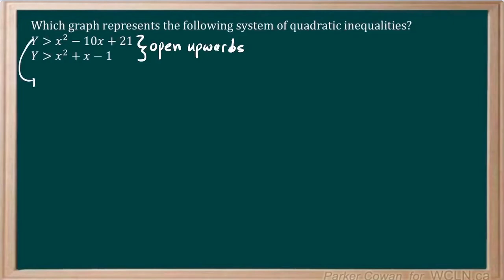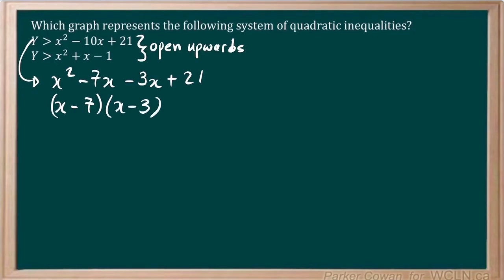So for this one, we can luckily just use a typical kind of factoring method. So we'll have x squared plus 7x plus 3x, minus 7x minus 3x, and then plus 21. And so we'll have x minus 7 and x minus 3. Okay, that's all good. Now, what can we do about the other one?